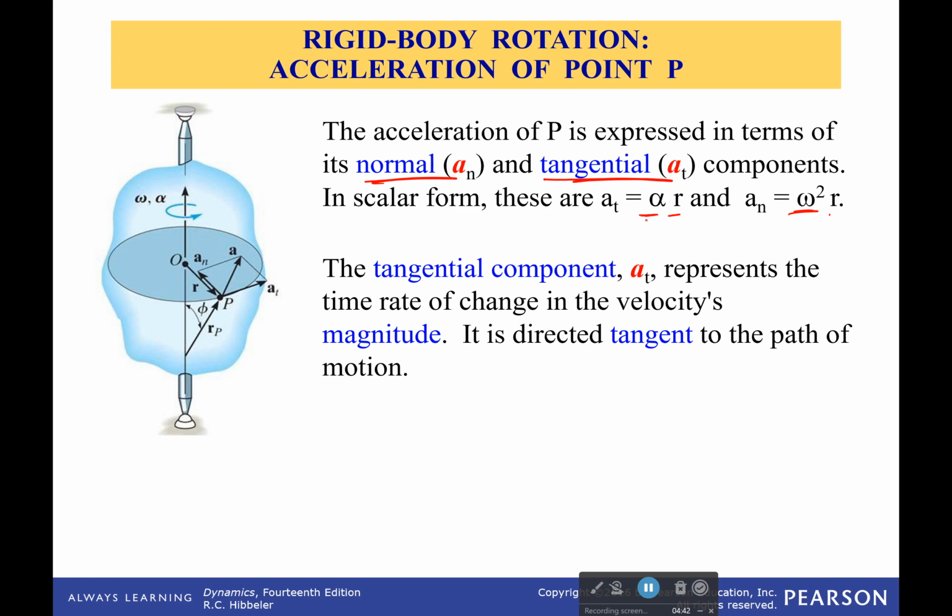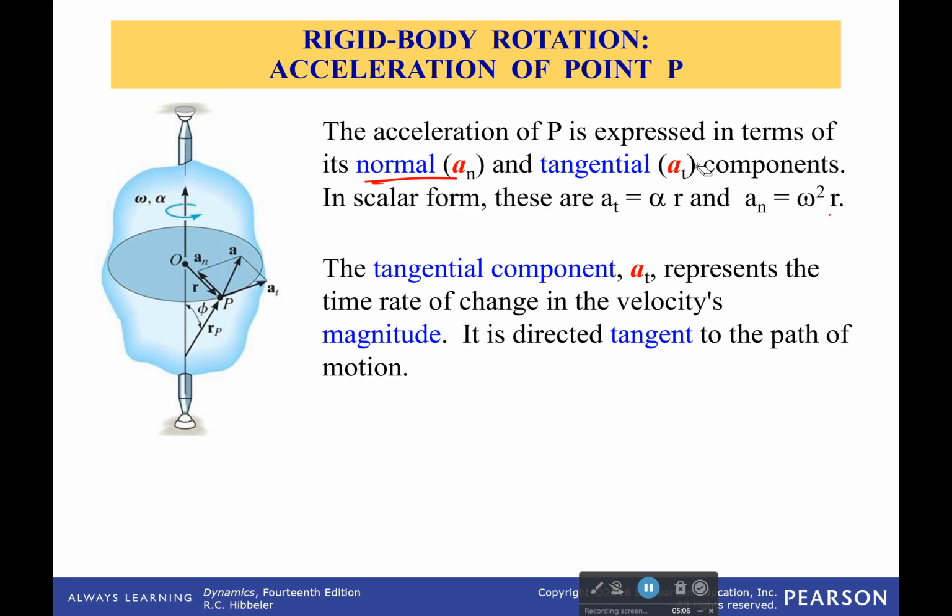And do not get these confused. Angular acceleration and tangential acceleration, different things. Angular velocity and your regular velocity, different things. If you see angular, it's different. You can kind of think of these as straight line kind of things, and these as curved line. But do whatever you need to so you can keep those separate.